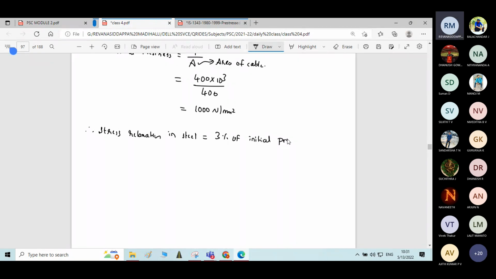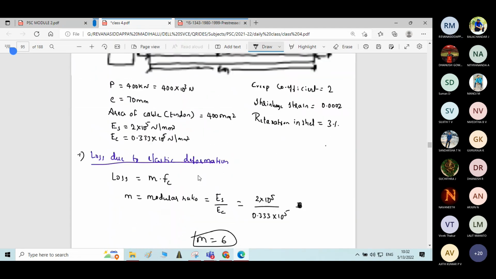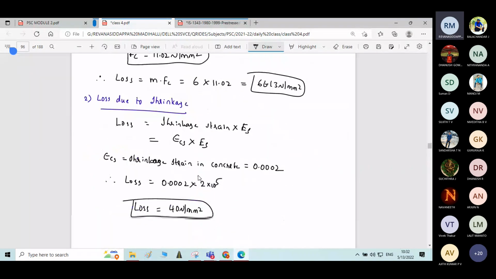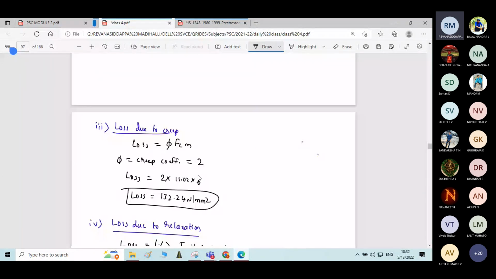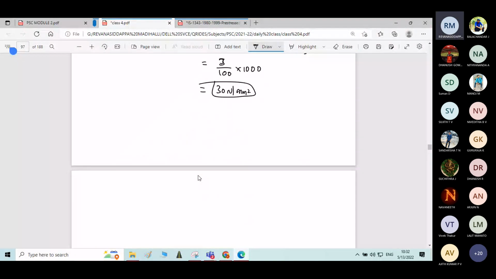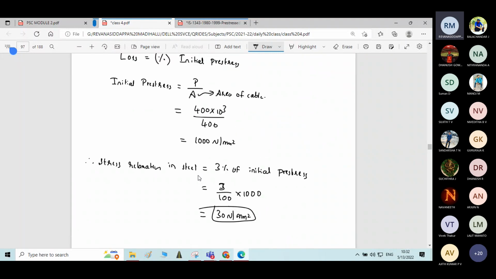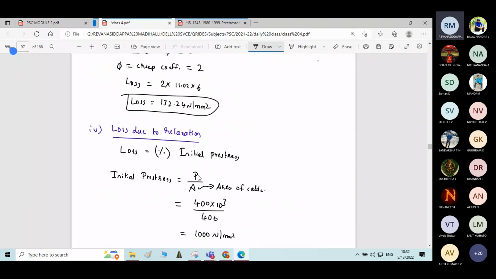3% of initial pre-stress. So 3 by 100 into 1000 is the initial pre-stress. You will get the answer as 30 Newton per mm square. So we have calculated loss due to elastic deformation, loss due to shrinkage, loss due to creep, and loss due to relaxation. There are a total of 6 types of losses. Which are the other two losses remaining? Loss due to anchorage slip and loss due to friction.